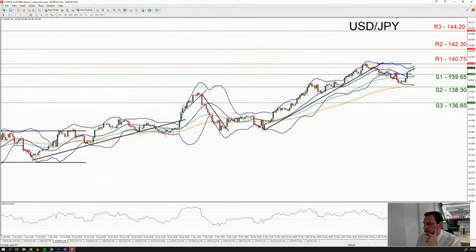So for the time being, we tend to maintain a bias for a sideways motion to continue, possibly between the 140.75 and the 139.65. For a bullish outlook, we would require the pair to rise, break the R1 140.75 and aim, if not actually breach, the 142.30. While for a bearish outlook, we would require the pair to drop, break the 139.65 and start aiming for the 138.30.